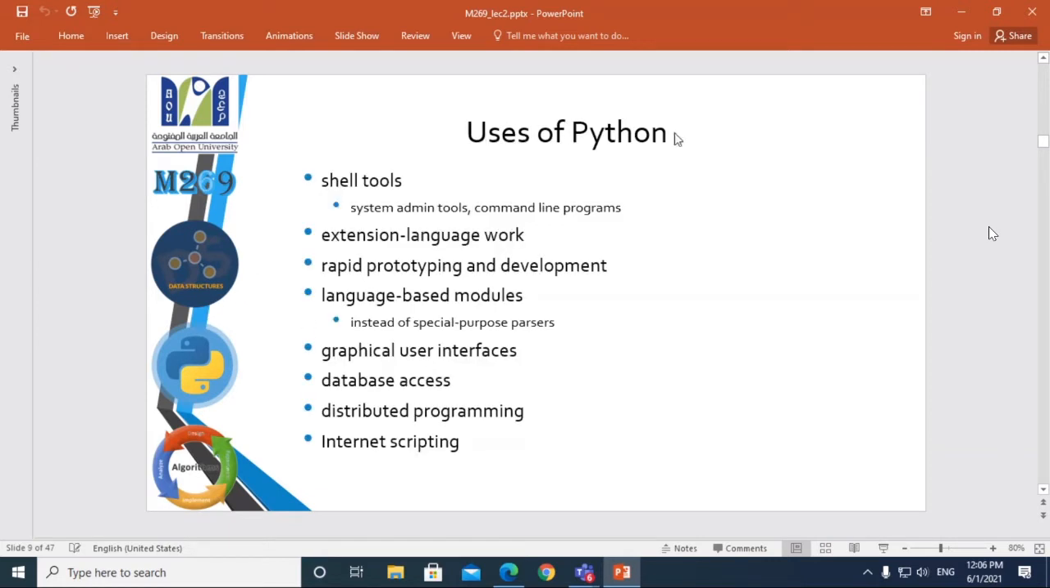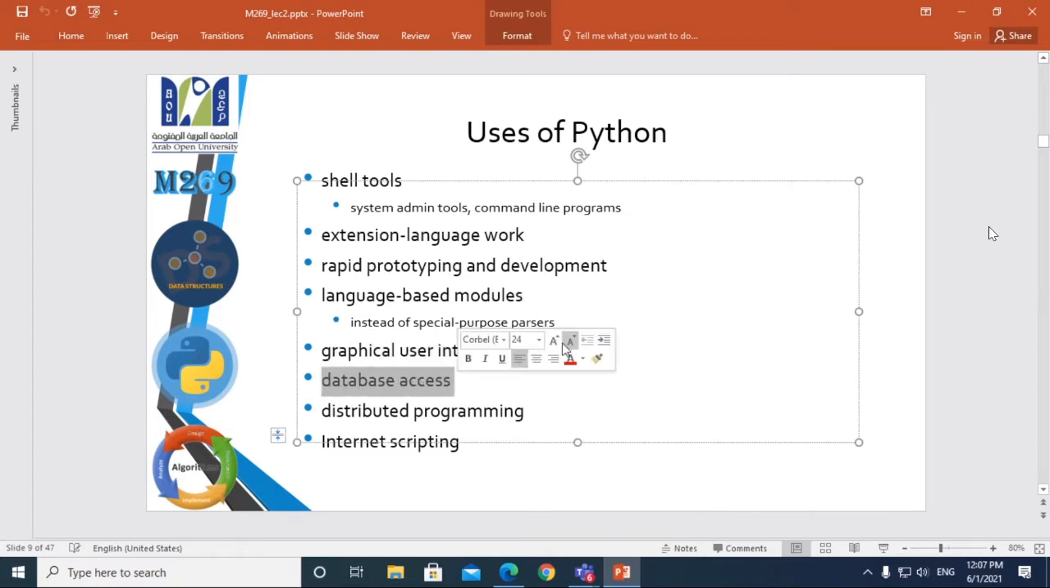Uses of Python, same idea. In the end they are programming languages. Do you use it as a shell tool, as an extension language, as a graphical user interface, as a database? Of course, in this course we will not reach that level, like building a database or distributed systems where a program runs on several servers, or internet scraping. No, we will take very basic Python programming: write an algorithm that will sort numbers, search for numbers, and so on. So all of this is still general.